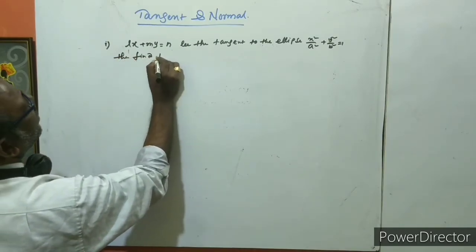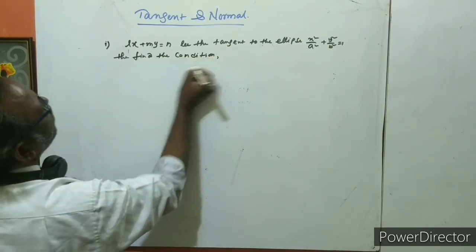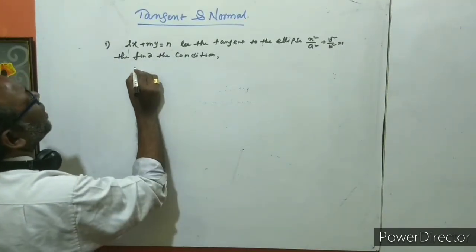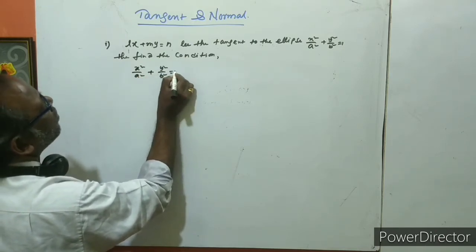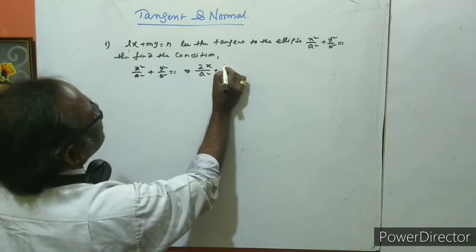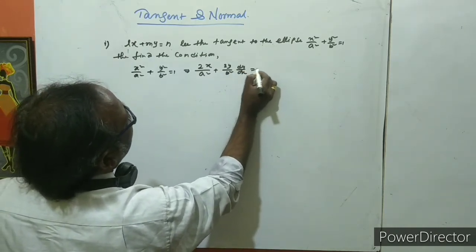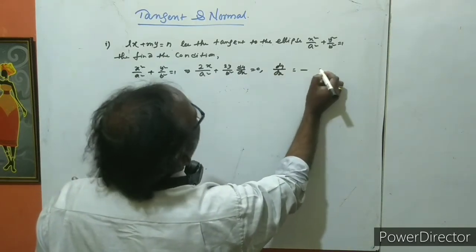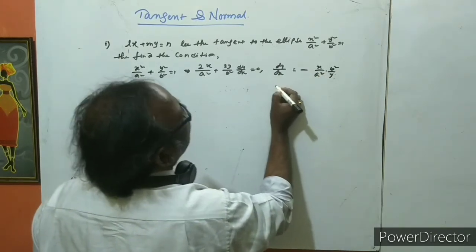Then find the condition. Given that this is a tangent, from x square by a square plus y square by b square equal to 1, we differentiate: twice x by a square plus twice y by b square into dy by dx equals 0. So dy by dx is equal to minus x by a square times b square by y.